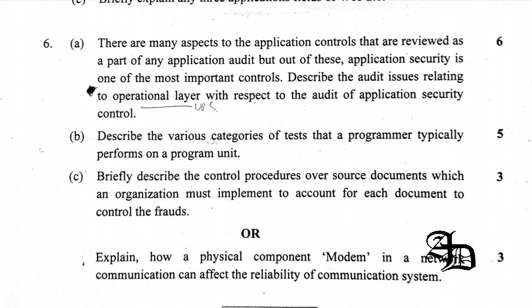Another optional part was how a physical component, a modem, in a network communication can affect the reliability of the communication system. Here you can write: it reduces the number of line errors that arise through distortion if they use a process called equalization, it reduces the number of line errors that arise through noise, and it increases the speed with which data can be transmitted over a communication line. These are the answers which could be written down.